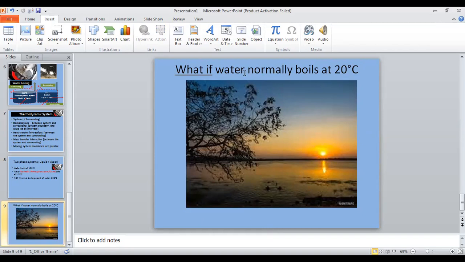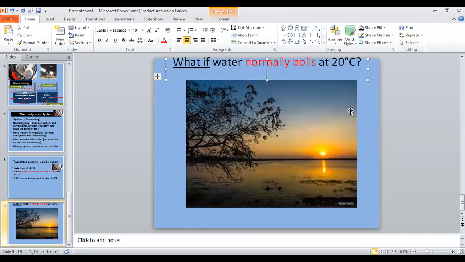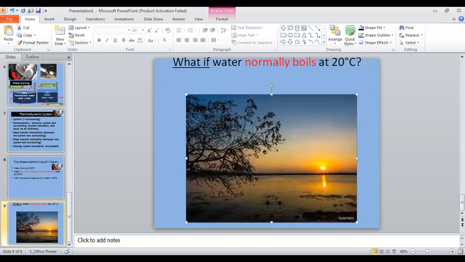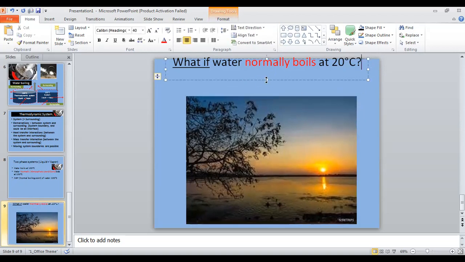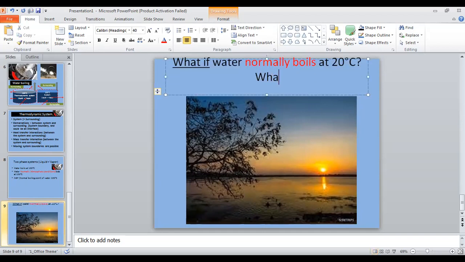What if water normally boils? Means the other way of asking this question is, what if NBP of water is 20 degrees Celsius?